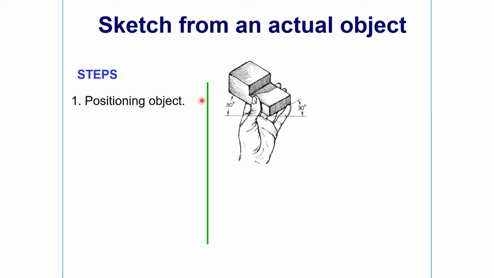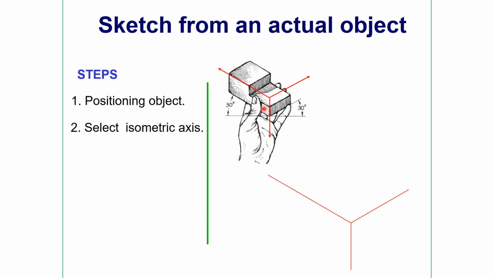So how? The first step is positioning the object, that is clear. Select the isometric axis. Here the isometric axis is selected. You can also select the bottom one if you tilt it up. Now that is the front part, that is the top part of this object. So this corner will touch the top part. So select an isometric axis.